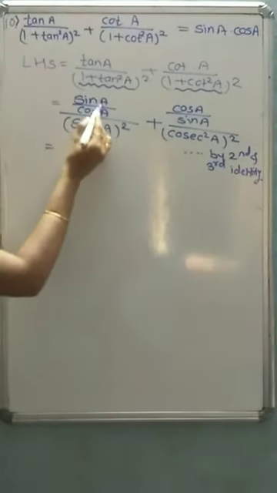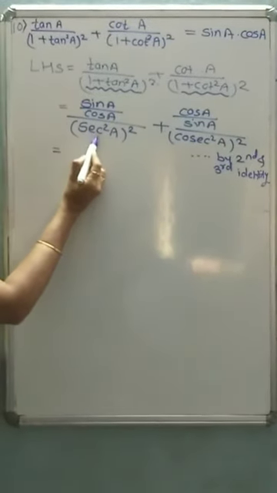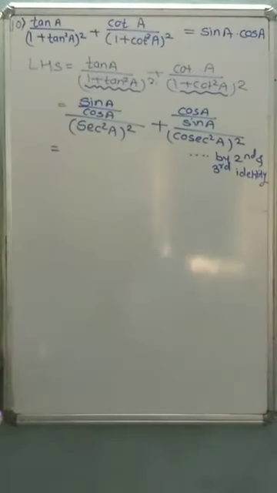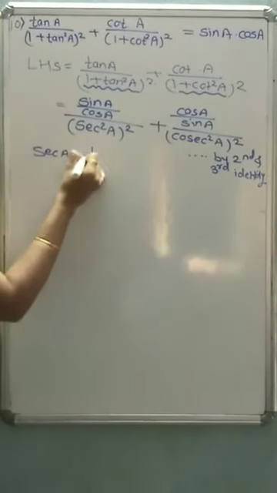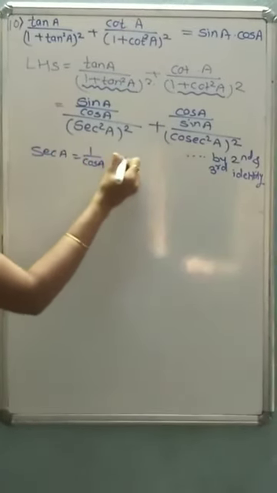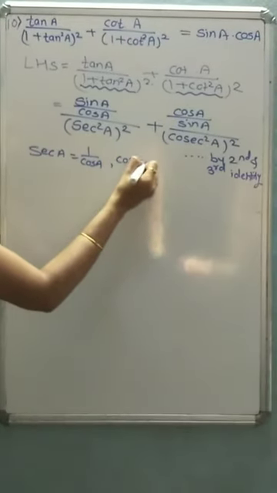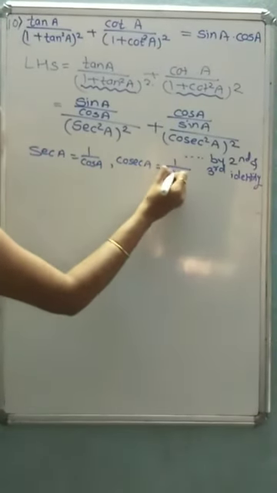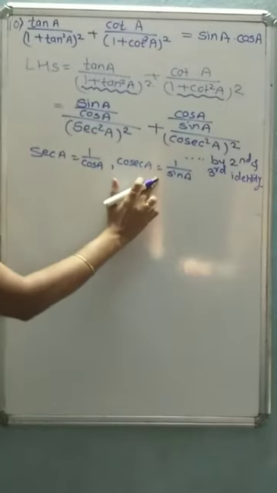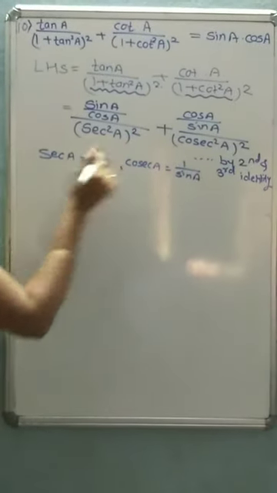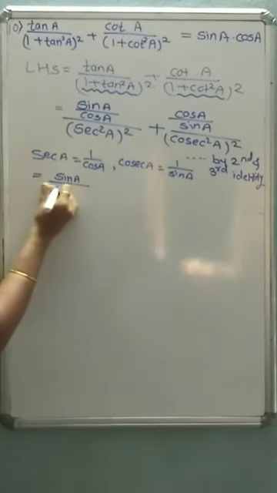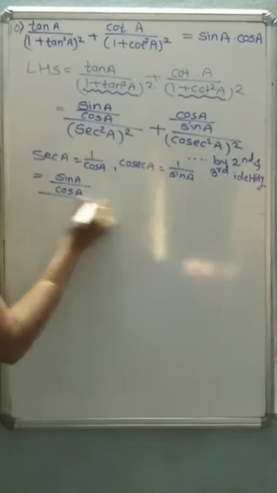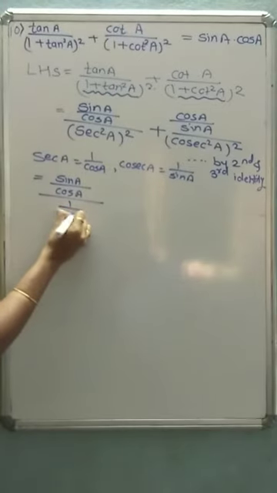Now, sin a upon cos a. Convert this sec a and cosec a into sin and cos. As we know, sec a is equal to 1 upon cos a and cosec a is equal to 1 upon sin a. So, we will substitute these values in these two denominators. So, the denominator becomes sin a upon cos a upon 1 upon cos square a.